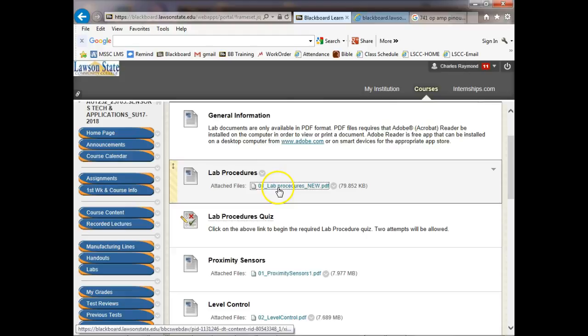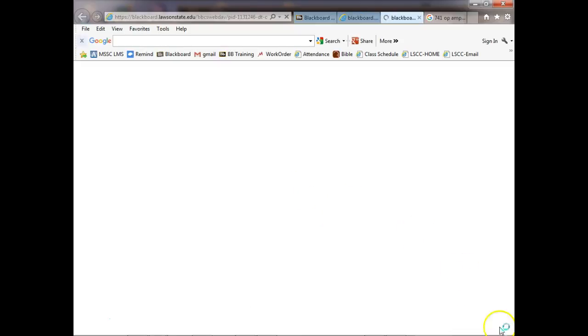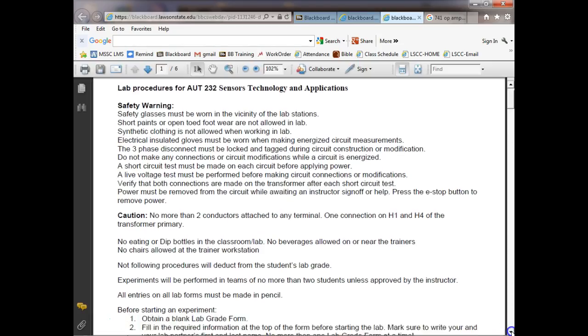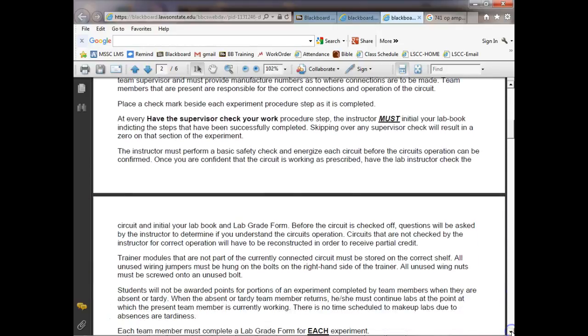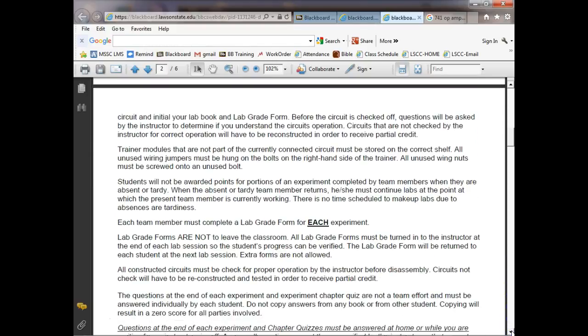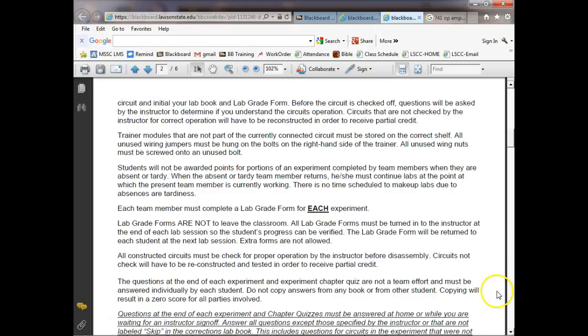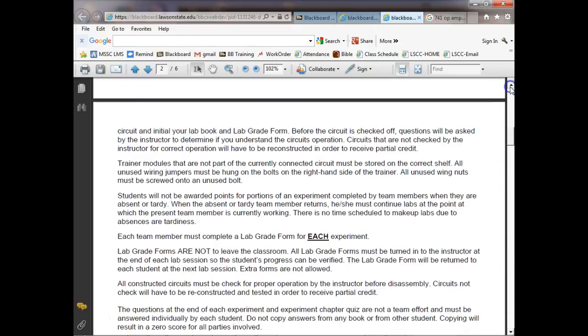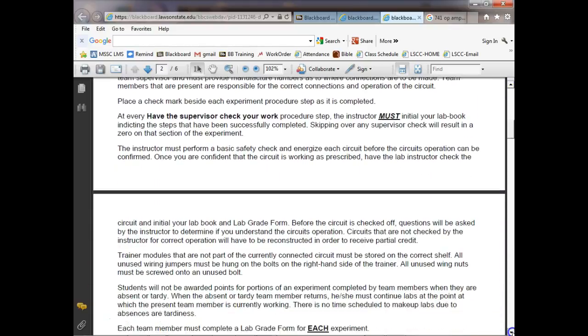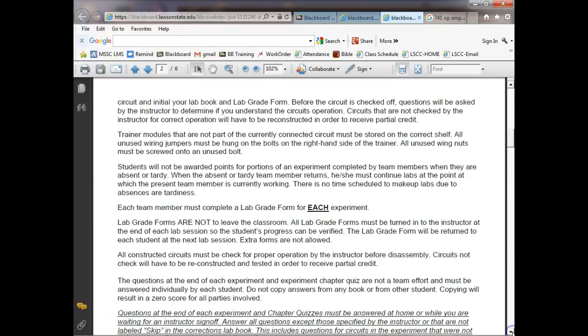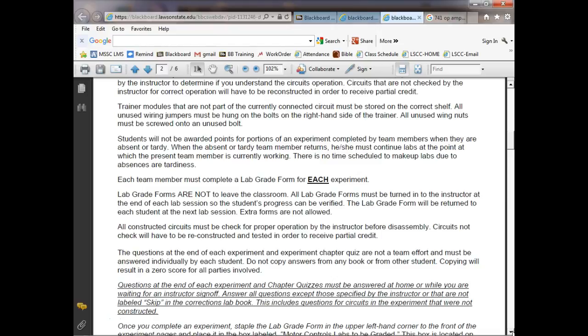So right under lab procedures is what? Lab quiz. If we look at those lab procedures, it's in there twice. So right here, it's in here. What does this say right here?